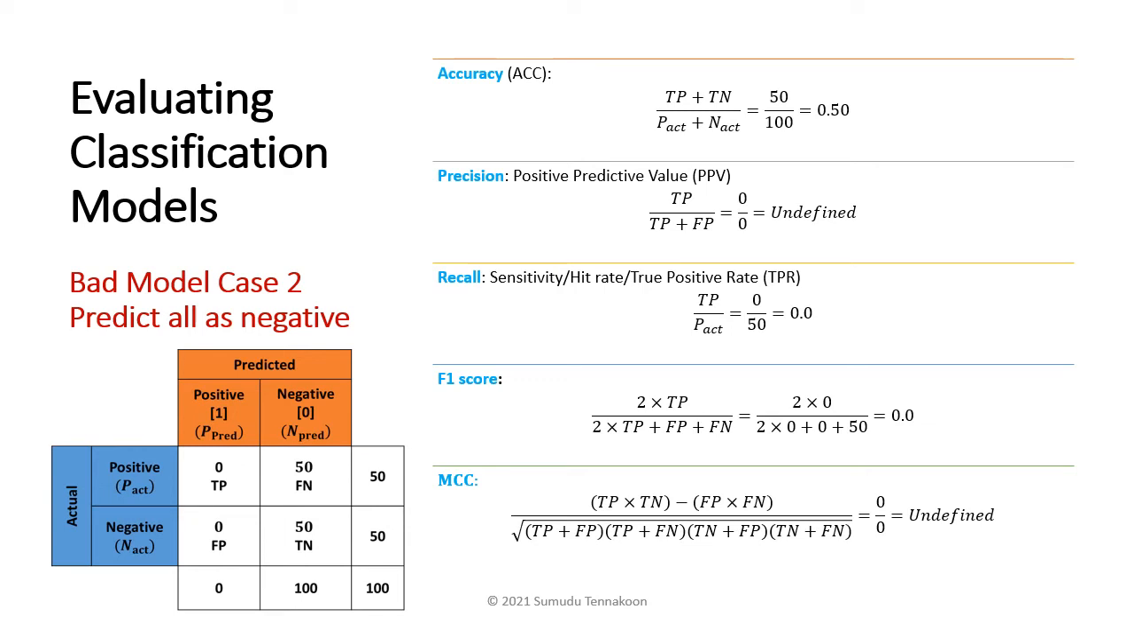Remember, the accuracy won't change in this case because you have 50 actual negatives predicted as negative, which is a true result. True negatives is 50, therefore you get an accuracy of 50. And the precision of this example is undefined because there are no true positives and there are no false positives. Recall is also 0. The reason is that there are no true positives. And the F1 score will also become 0, but MCC will become undefined. So this is a model which will not be useful at all.